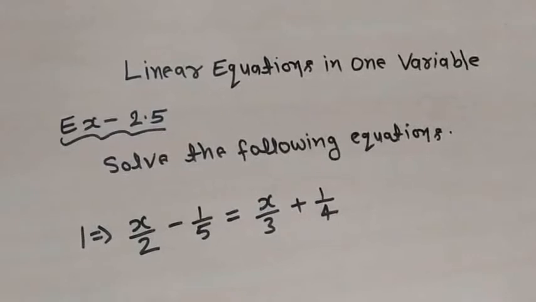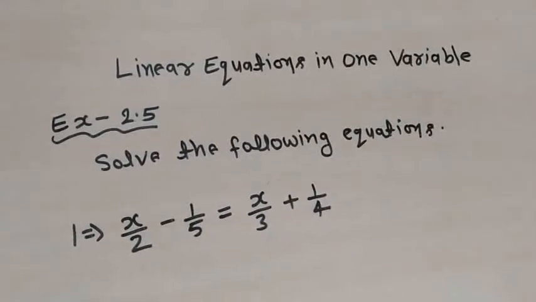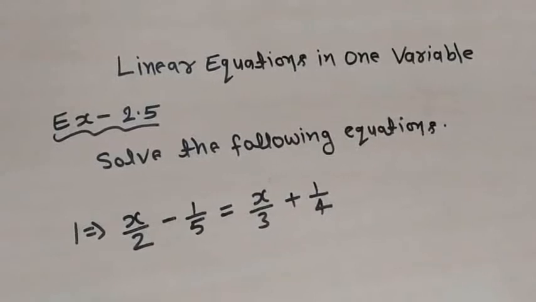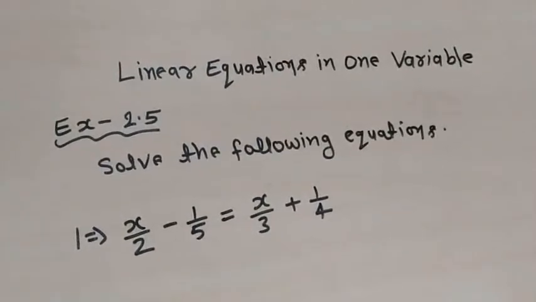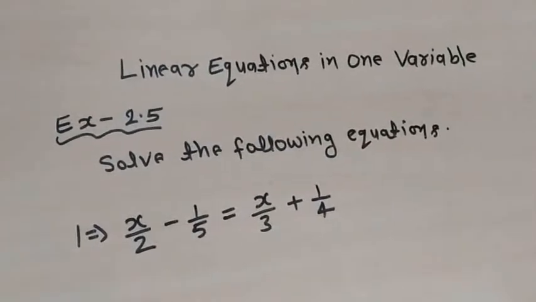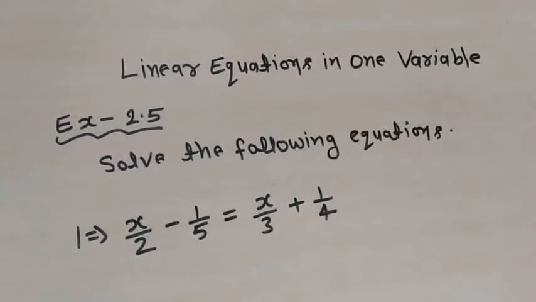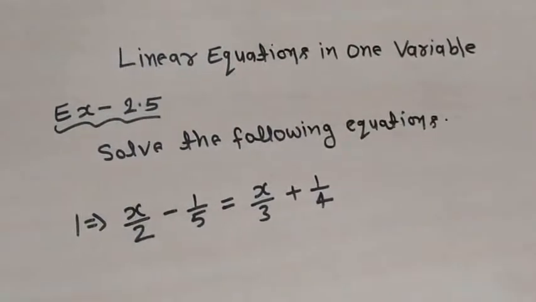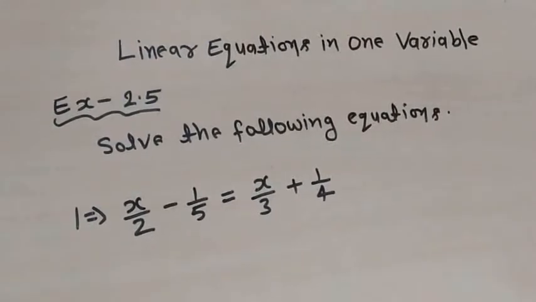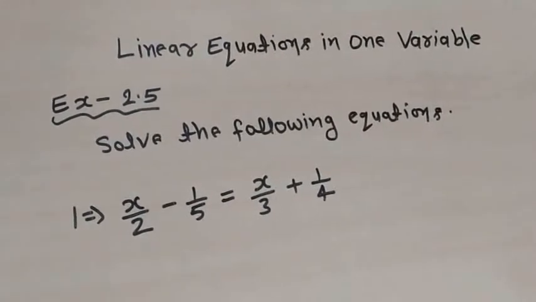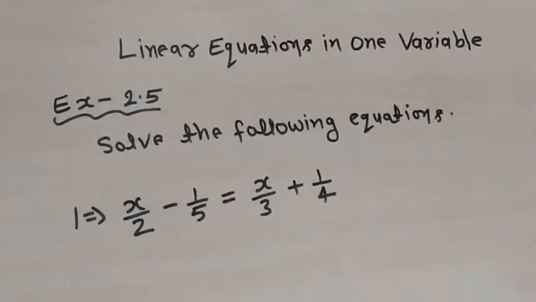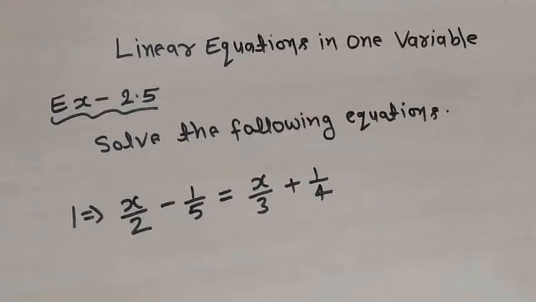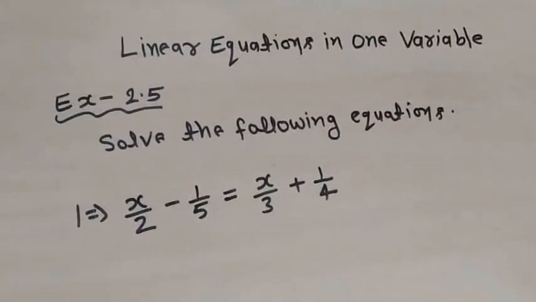Today we are going to solve exercise 2.5 of linear equations in one variable. The question says, solve the following equations. So equation number 1 is given here. You can see in the equation both sides have the variable. So we transpose the variable to one side and the constant to the other side and solve these equations. Let's see how to solve it.